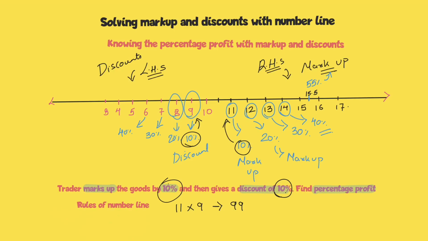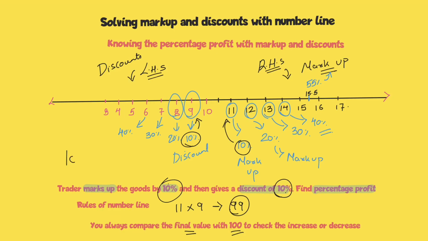What are the rules of the number line? I hope you can remember from the earlier section. Rule number 1: you always compare the final value with 100 to check the increase or decrease. So I'll compare the final value of 99 with 100. From 100 it became 99. It got reduced by 1. So it is a 1% loss because it got reduced by 1. If it was 101, then it would be 1% profit because it is more than 100. Since it is lesser than 100, we write 1% loss, and we got the answer to a markup and discount kind of problem where we are asked about percentage profit. That's how easy it is.